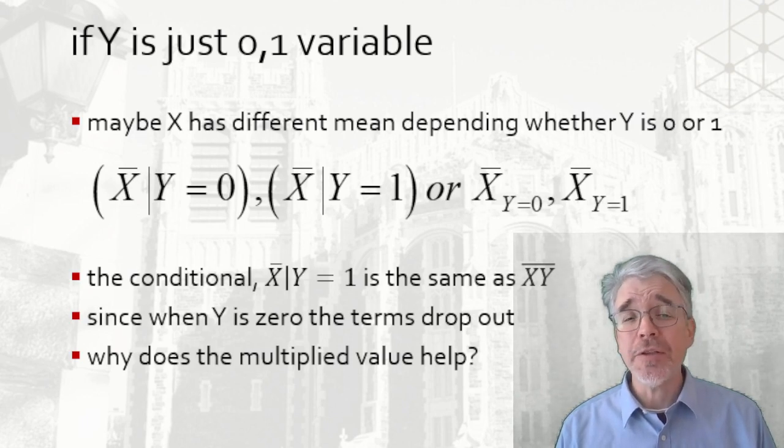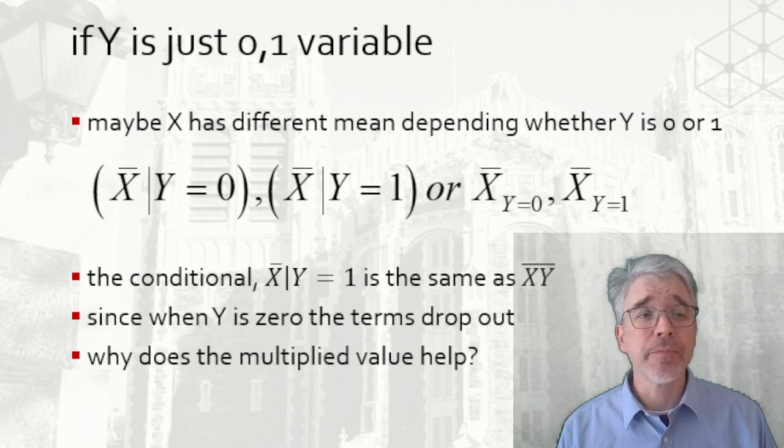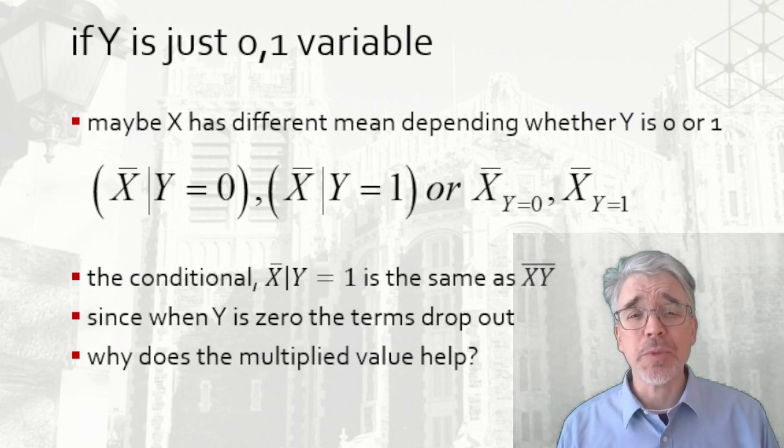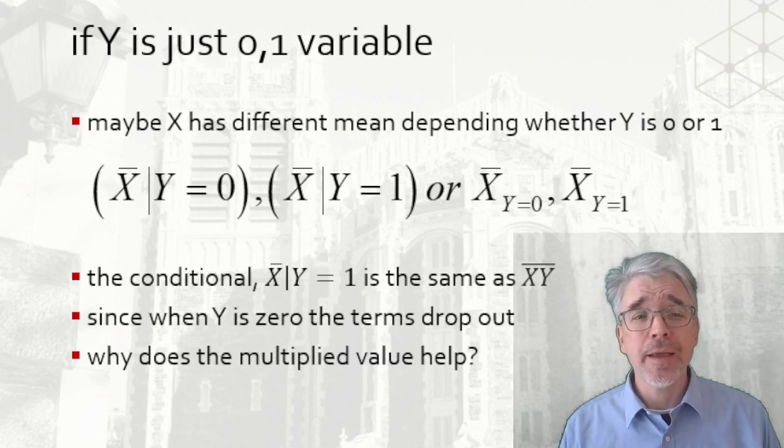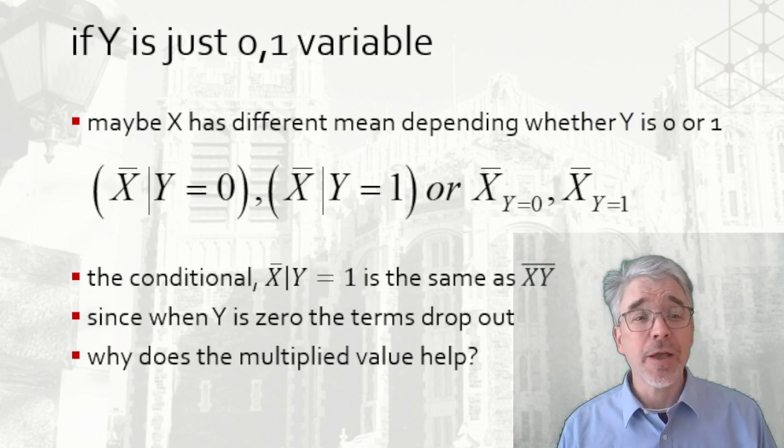Now, the reason is the multiplication of x times y has a bunch of terms drop out when y equals 0, because anything multiplied by 0 becomes 0. So in this case, the mean of x times y is the mean of x conditional on y equals 1. So the distinction between the unconditional mean of x and the mean of x times y gives useful information about how x and y covary. We can see how this information is valuable when y is a dummy variable. It's a little more difficult to see that it's valuable when y is continuous. Why would we want to look at the multiplied value, x times y?